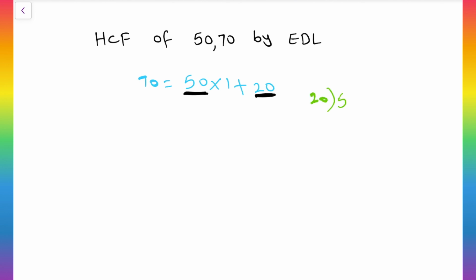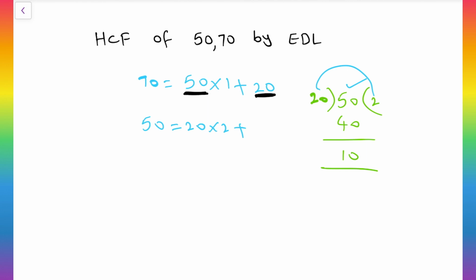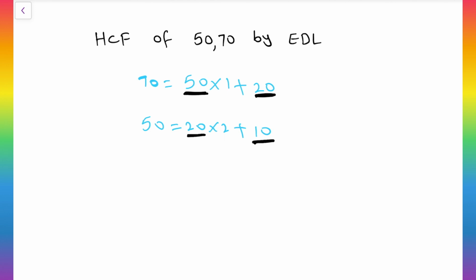20 and 50. 2 2s are 40, 50 minus 40, 10. Again this same we need to write in the form of A equals BQ plus R. That is nothing but dividend 50 equals divisor into quotient, 20 into 2, plus remainder 10. Now again from this line also we need to take the divisor as well as remainder and do the same division again. We need to continue the same process until we get the remainder 0.